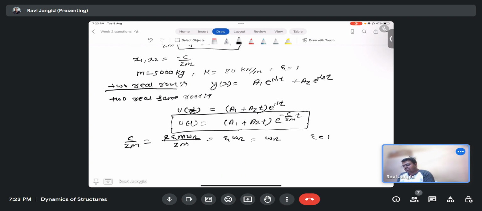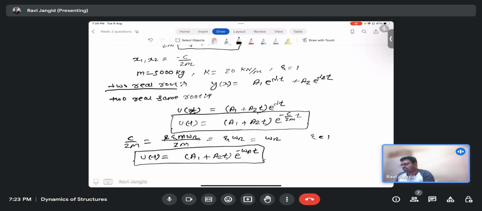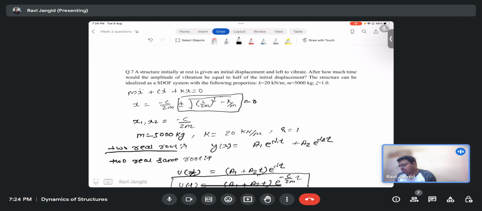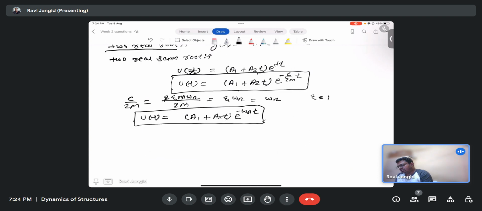Okay. So my u(t) becomes (a1 plus a2 times t) into e raised to power minus omega n t. This is my equation. Now nothing is left in this question except the initial conditions. There is some initial displacement u0 and u dot 0. They have given the initial displacement, not the initial velocity. So u dot 0 would be 0.